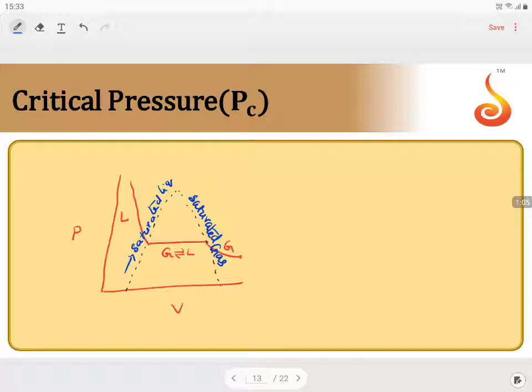And the point of intersection, if I take the point of intersection over here, the two curves, if I say this goes in this way and this goes in this way, they meet at one particular point. The intersection point of these two is taken as the critical point.